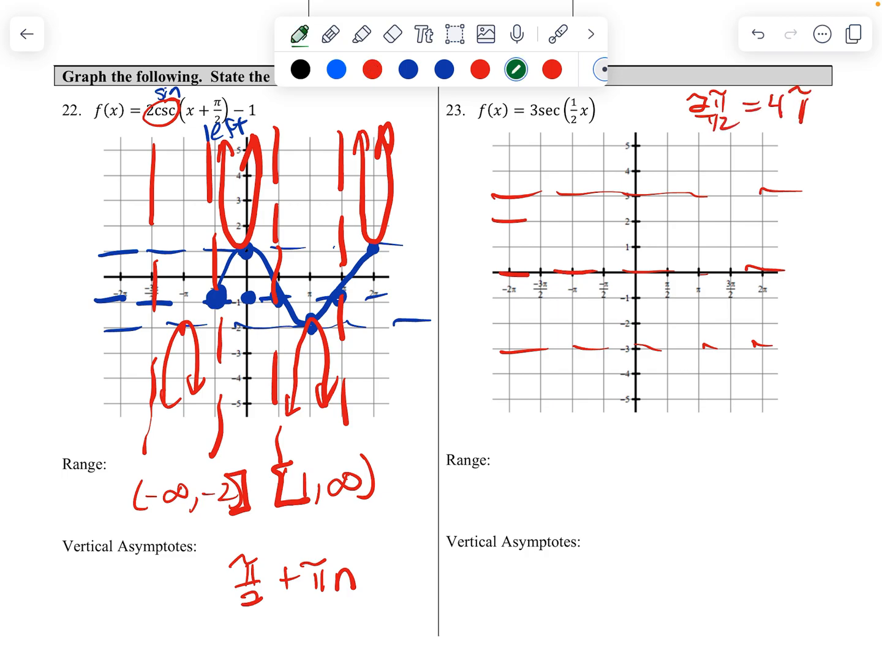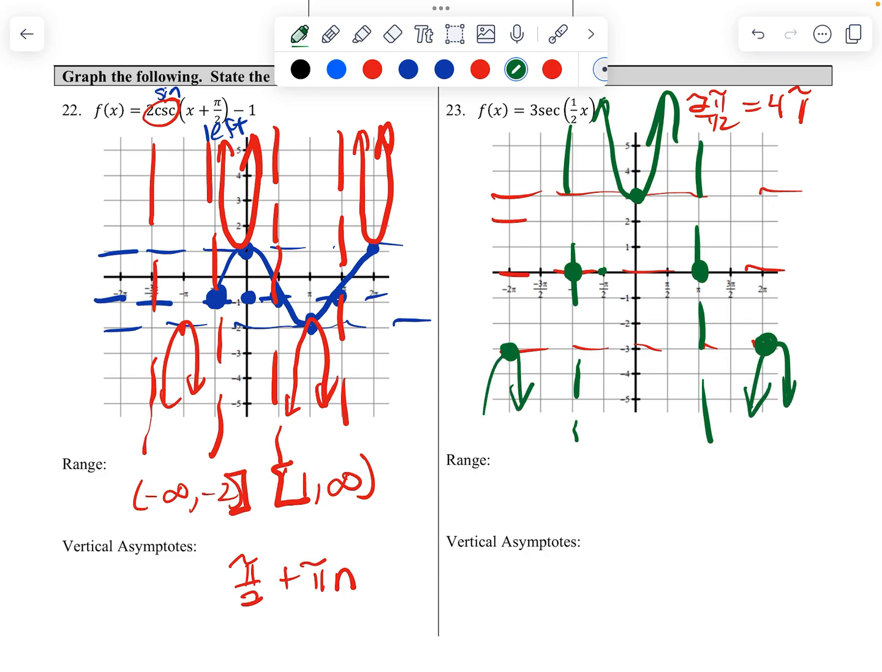So cosine starts high, right? And then it would go mid, but it's 4 pi. So a complete cycle there. It's gonna stretch it out. So it's going to go from low to low, because that's 4 pi. So mid, mid. Put our vertical asymptotes in the middle, and then we flip it. So our range is from negative infinity to negative 3, and then again from 3 to infinity. And our vertical asymptotes start at pi, and then it's every 2 pi n.